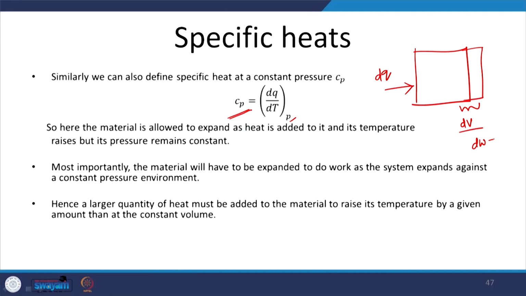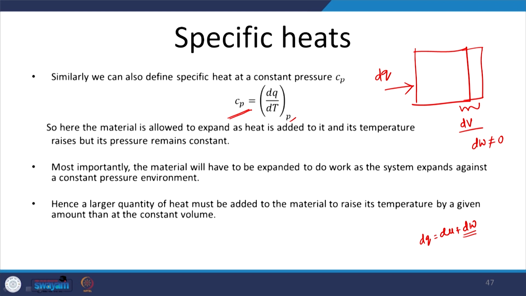So, most importantly, the material will have to be expanded to do the work. So, basically when dV is non-zero, it simply turns out that dW becomes non-zero. Earlier the work done was 0. Now the work done is non-zero. So, dQ is now dU, of course, change in the internal energy, plus dW. So, in the earlier case dW was 0, dW in this case is not 0, right.